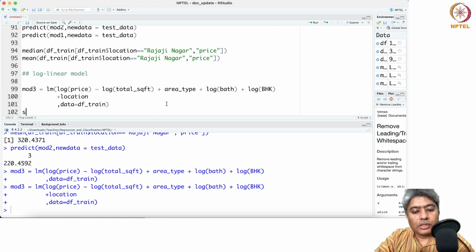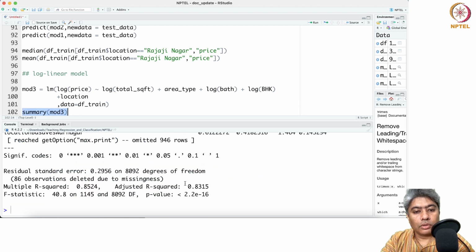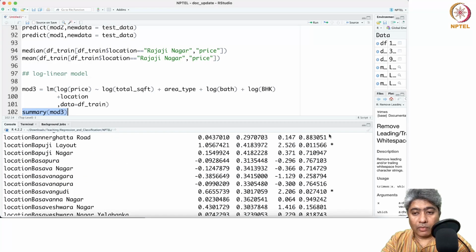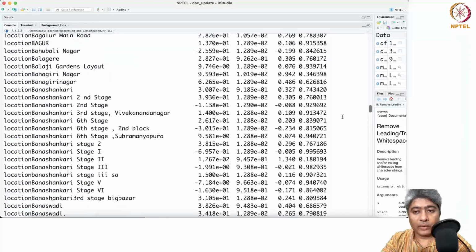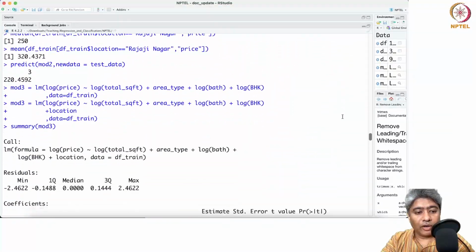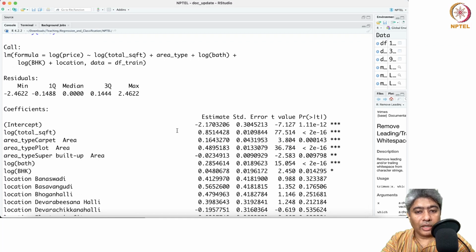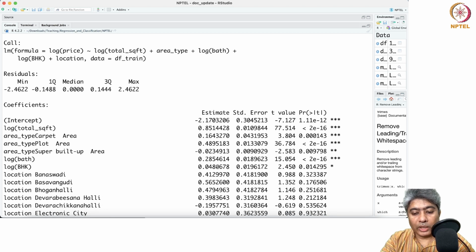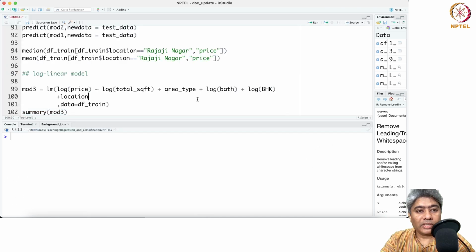All right, summary of mod 3. Now after the log transform, it has gone up to 85%. This is a huge jump, another 20%, but that may not be the correct thing, because remember that these are in the log scale, where it becomes linear, and that's why. And log bath and log BHK are now positive and everything is pretty good actually. So maybe it will give us a much better accuracy.